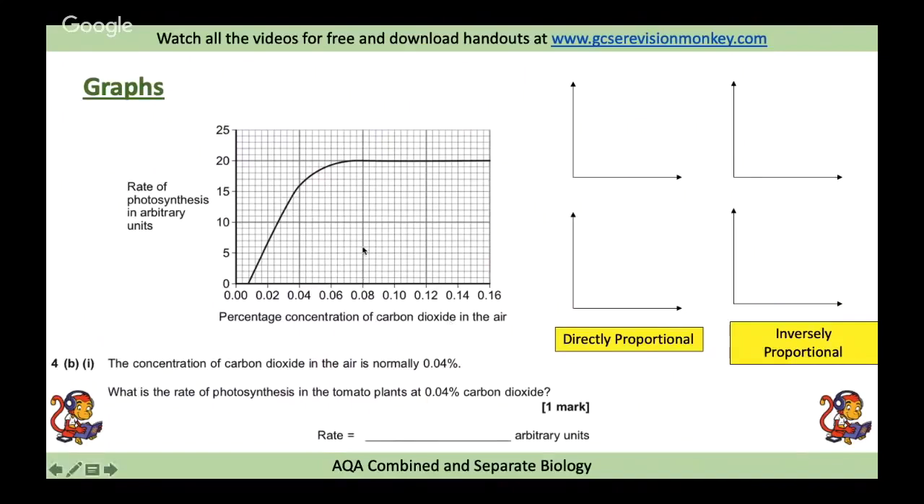Graphs, nice and quickly on graphs then. Not too much to say here, only that you need to show your working on graphs. So if you're asked to work out something from a graph with a ruler, go as accurately as you can to the graph and across, showing that working on the graph and then writing your answer.